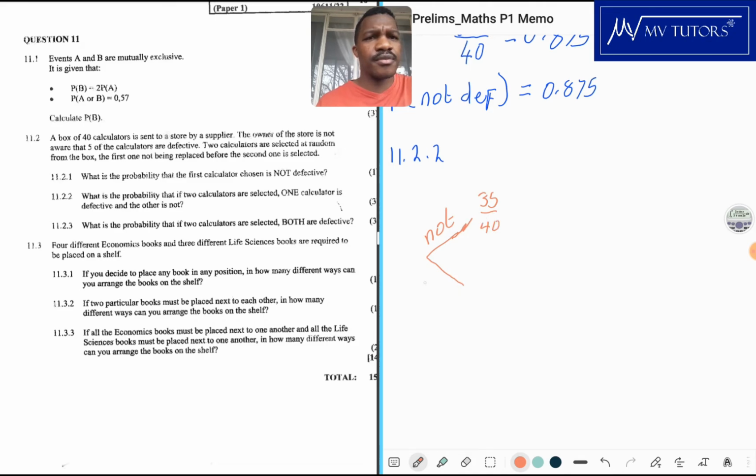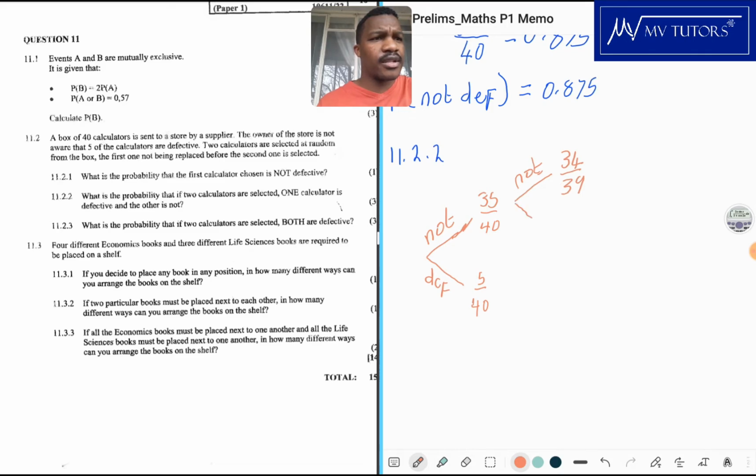Okay, which means the probability of defective is going to be 5 over 40. Now let's go back to, if we pick first not defective, then this is our second pick. What is the probability that it's not defective? Second pick. Now remember, you don't replace them, which means you've picked 1 out of 35, which means now you're left with 34. And how many is left in the sack? It's now 39.